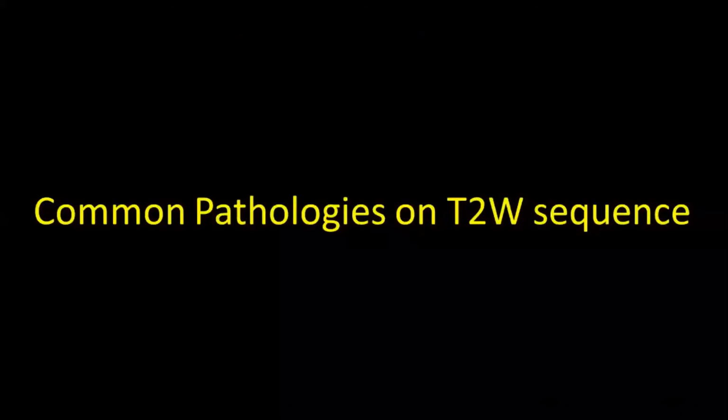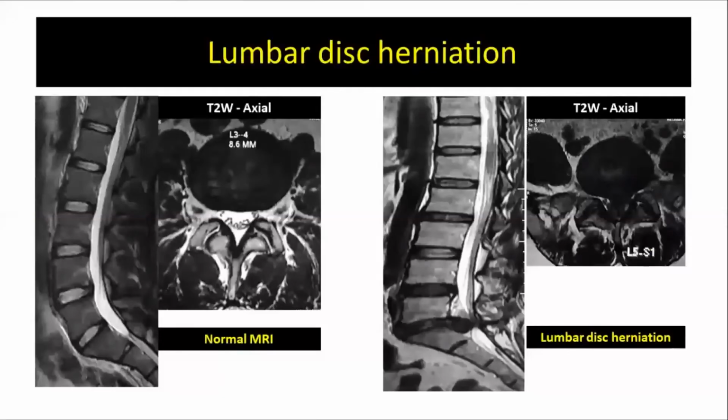So what are the common pathologies for which we use T2 weighted sequence? The very popular and the most common is a lumbar disc herniation. You can see on the left hand side is a normal MRI. On the right hand side is a herniated disc, which is shown with a red arrow. You can see the dural sac, which was free in a normal MRI, is totally occluded by the herniated disc on the right hand side images.